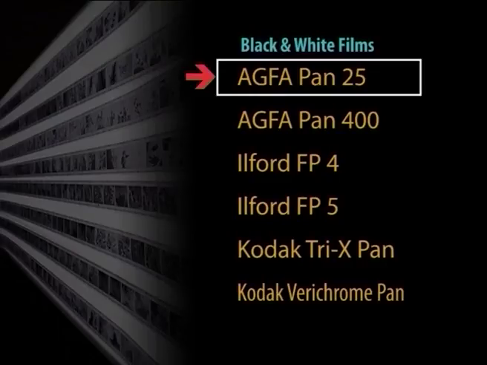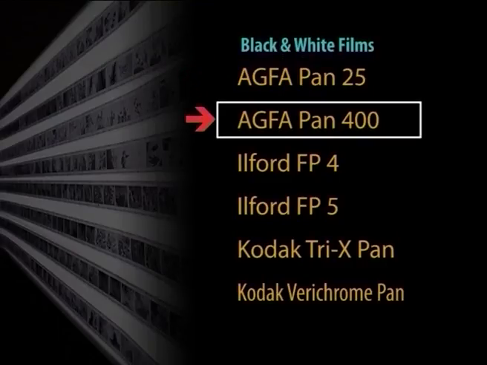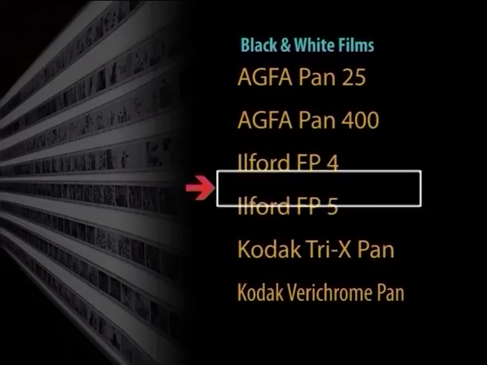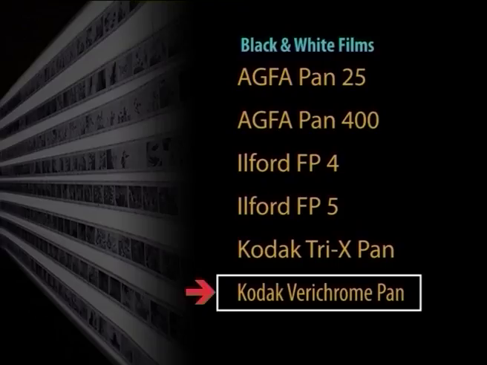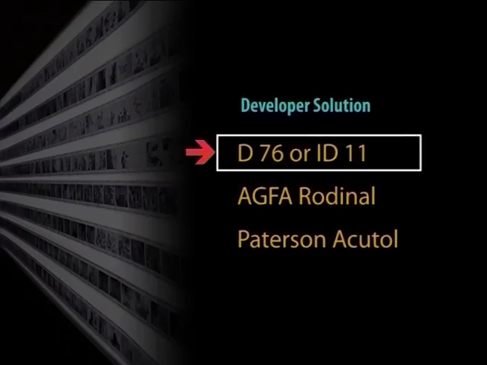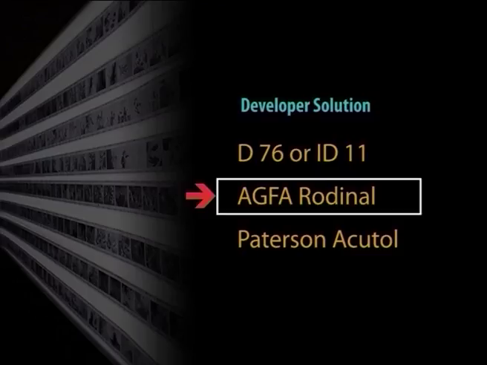To name a few, we have the Agfa Pan 25, Agfa Pan 400, Ilford FP4, Ilford FP5, Kodak Tri-X Pan, one of the best films that is available at 400 ASA, and Kodak Verichrome Pan. Now these are some of the films that we have used for black and white photography. To develop the film, we have various developers available to us. For example, D76 or ID, then Agfa Rodinol and Patterson Acutol.